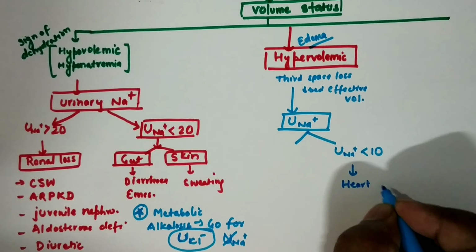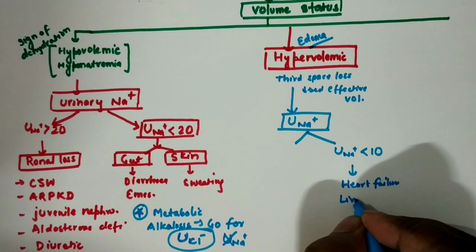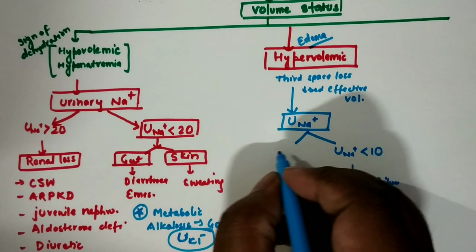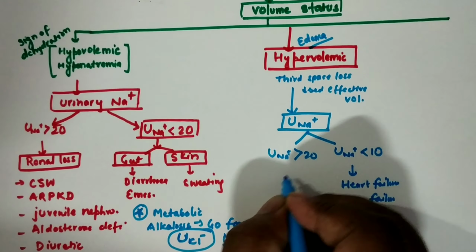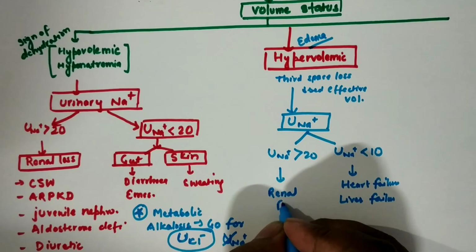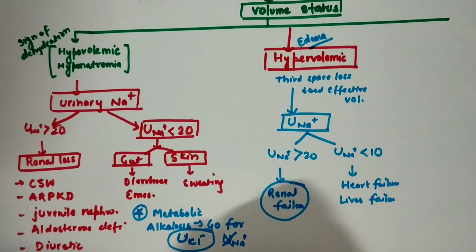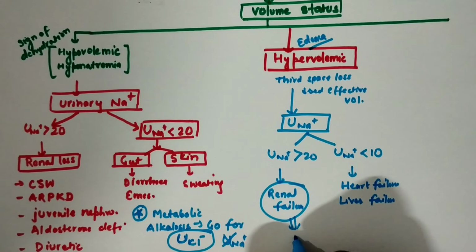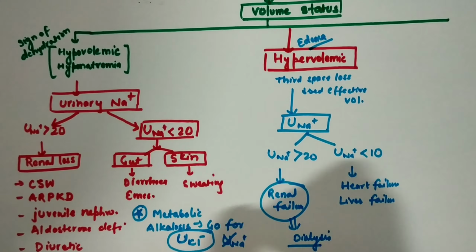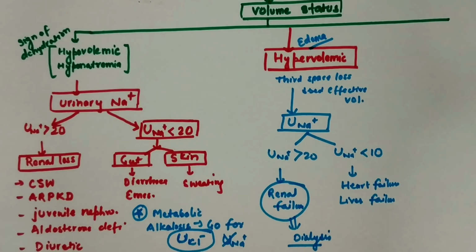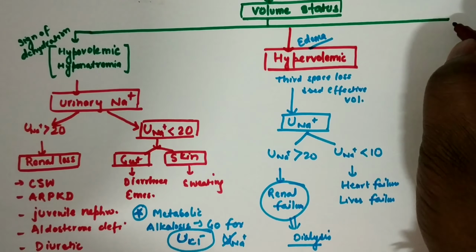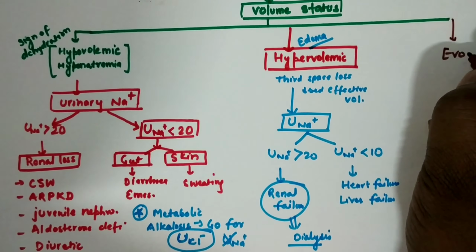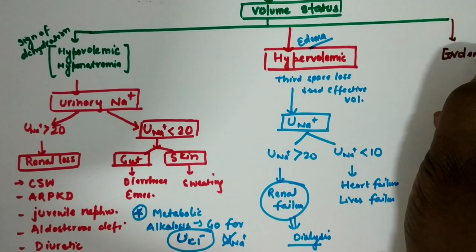If it is less than 10, we have cardiac failure or liver failure. And if it is more than 20, then we have renal failure, and in this case renal failure is mostly treated by dialysis. All the content has been taken from Nelson. You can go through it. I have tried to make it simple.